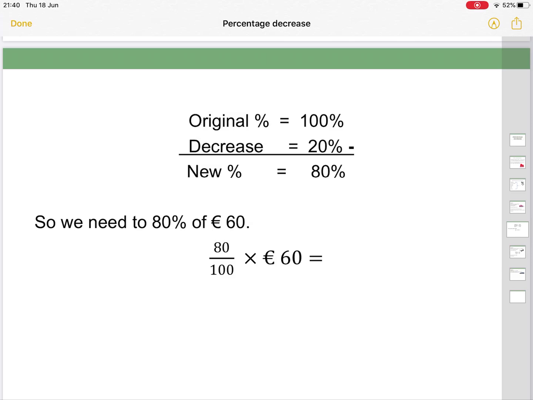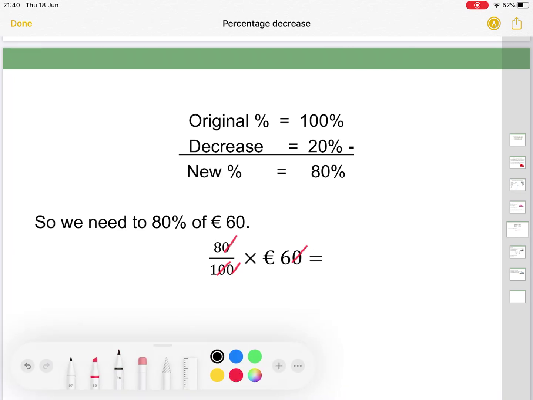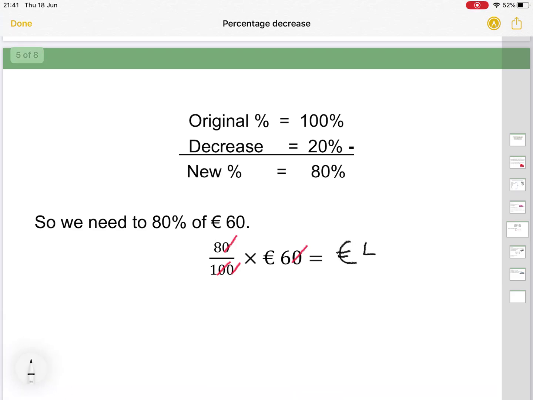Now, boys, 80% is 80 out of 100, okay? Instead of off we write the multiplication sign, times 60. So let's work it out. I can cancel the 0 of the 100 with the 0 of the 60, the second 0 of the 100 with the 0 of the 80, and I remain with 8 times 6, which is equal to €48. Obviously, during a sale, the items are marked down.